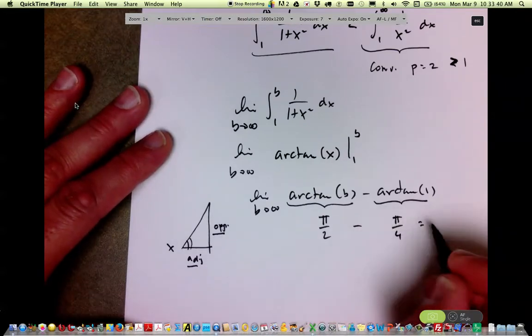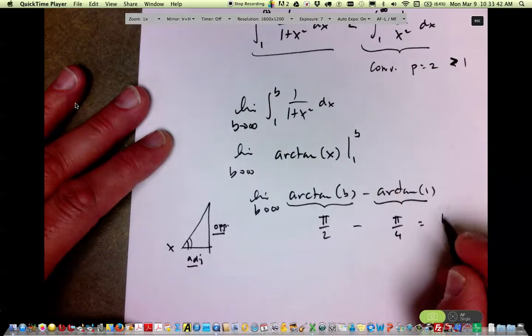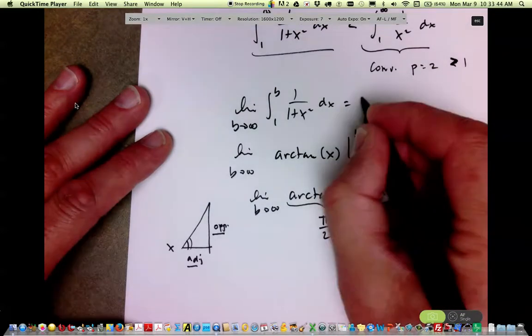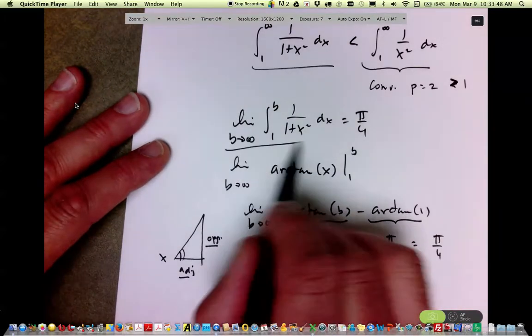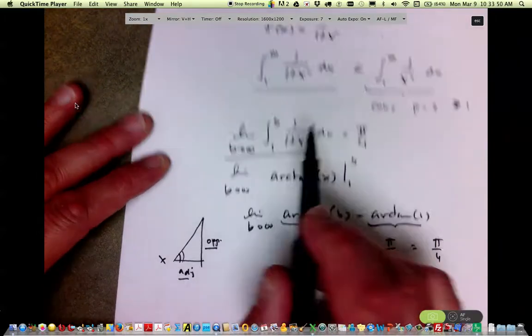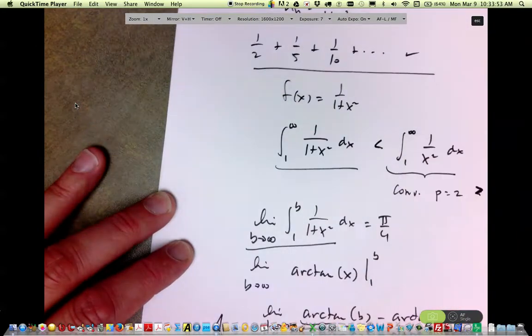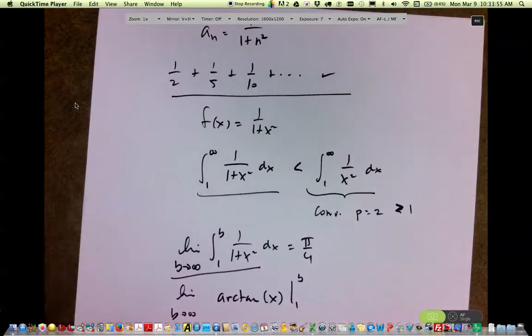All right, so this integral converges to pi over 4. The pi over 4 isn't all that important. The thing is that this converges. And if this converges, then so does this. So, a fairly easy argument. One thing converges, the other one's going to converge.